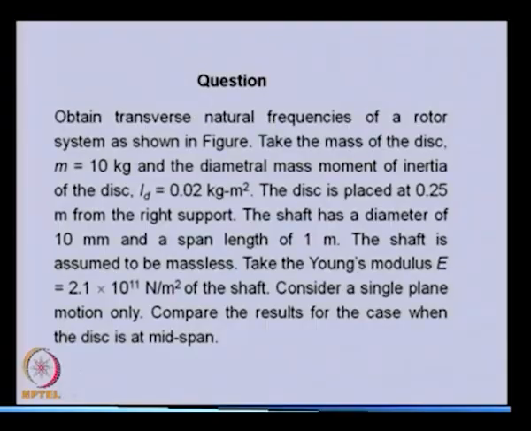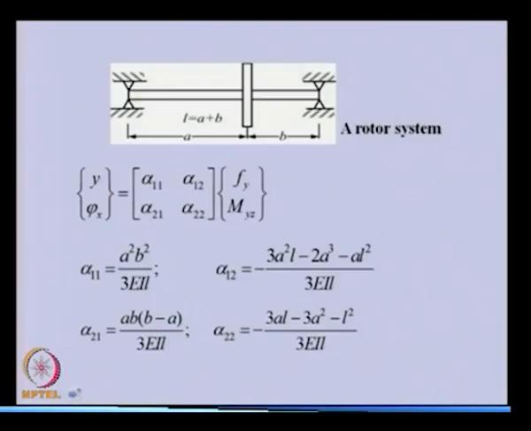So, for this particular case, a very simple rotor like this we have considered. This is a simply supported rotor system. Mass of the shaft we are not considering, only the inertia of the shaft is there, and we are considering both mass and diametral mass moment of inertia of the disc.